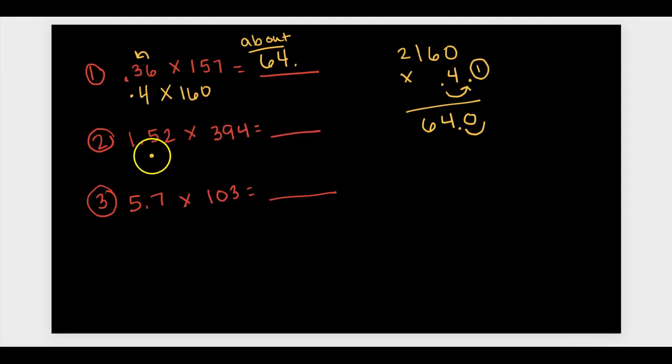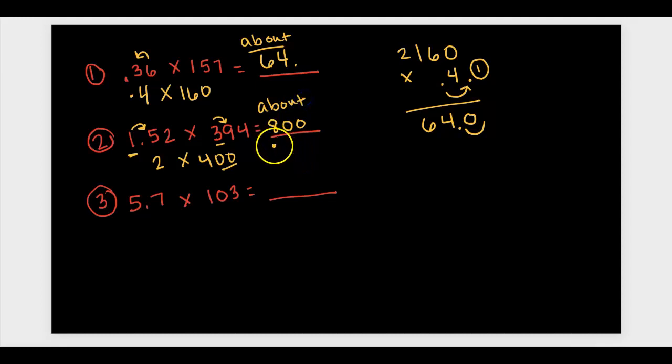Okay, the next one. 1.52 times 394. I'm looking at the greatest value. I've got a 1 here. That 5 tells me that it needs to be bumped up to 2. I'm going to multiply by 394, which I think is close to 400. That 9 tells me that the 3 goes to 400. So I know 2 times 4 is 8. All I've got to do is place these two zeros right behind that 8, and my answer is about 800.